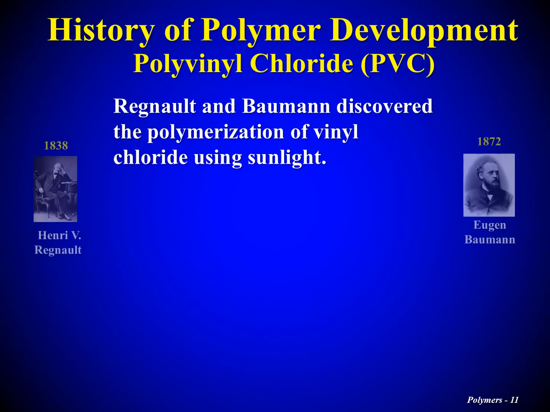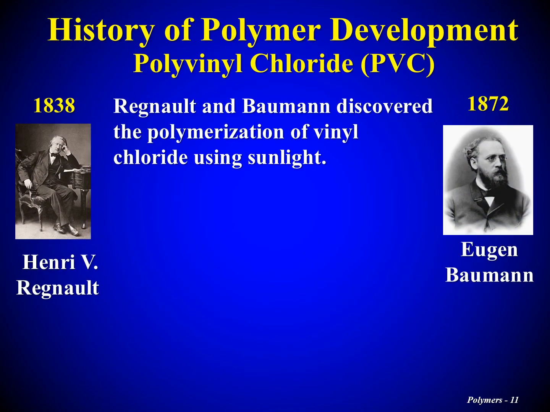In 1838, Henri Renault created polyvinyl chloride by shining sunlight on vinyl chloride. However, he never developed any products with the material. It was not until 1872, when Eugen Baumann repeated the experiment to create polyvinyl chloride.